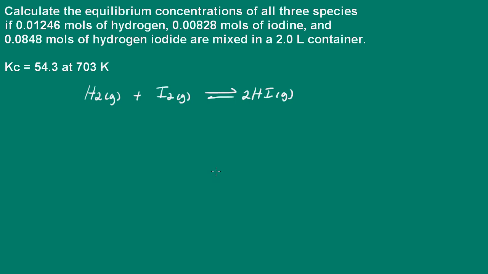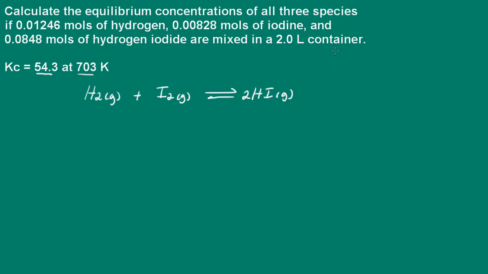This is Dr. O'Connor. Here we're told to calculate the equilibrium concentration of hydrogen, iodine, and hydrogen iodide if 0.01246 moles of hydrogen, 0.00828 moles of iodine, and 0.0848 moles of hydrogen iodide are mixed in a 2-liter container. Here we're given K at 703 Kelvin. So the first thing we need to do is determine the molarity of all 3 species.